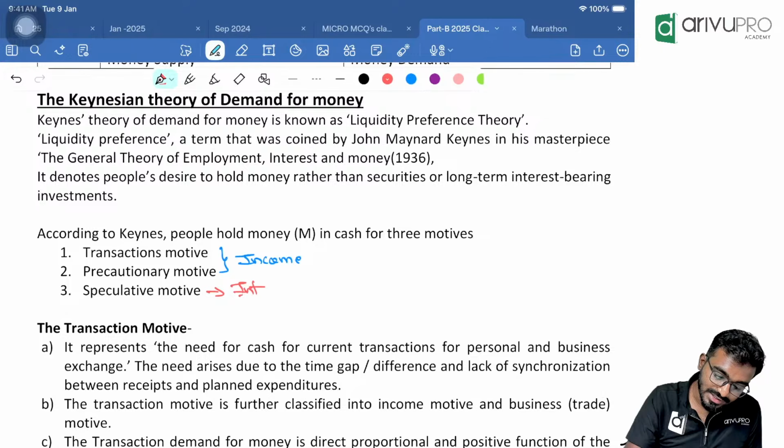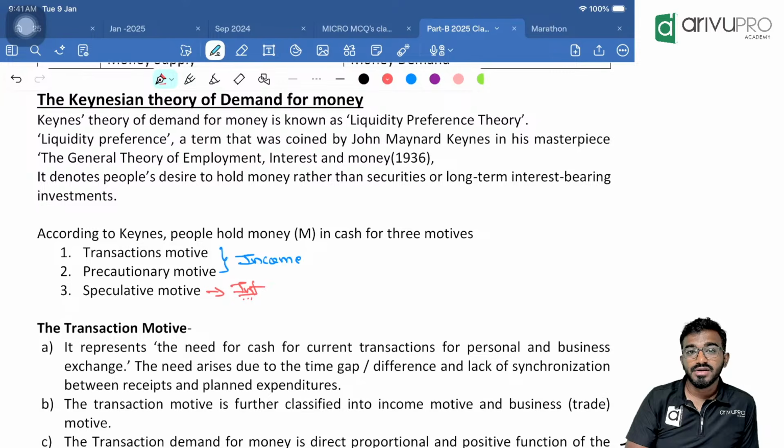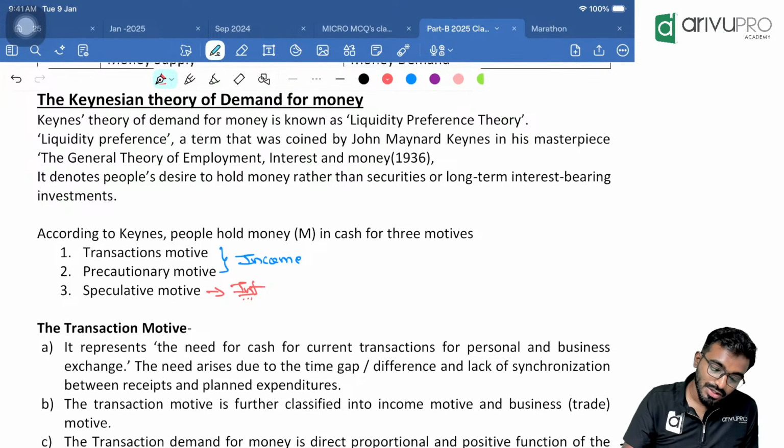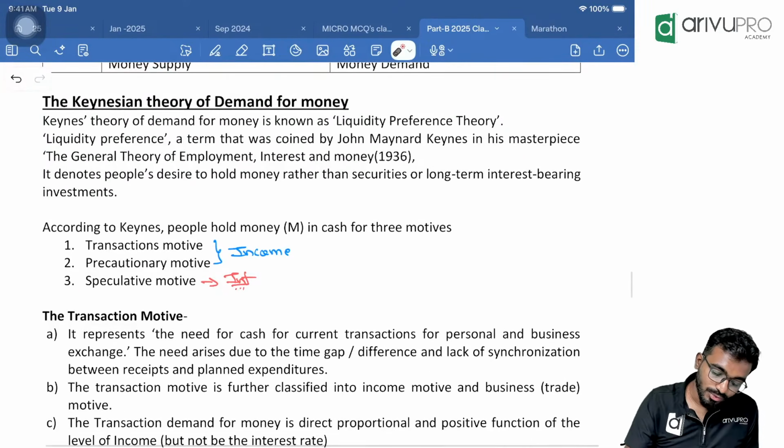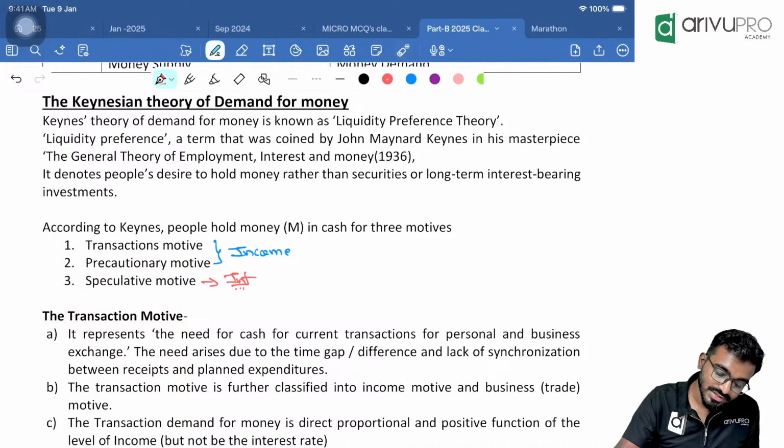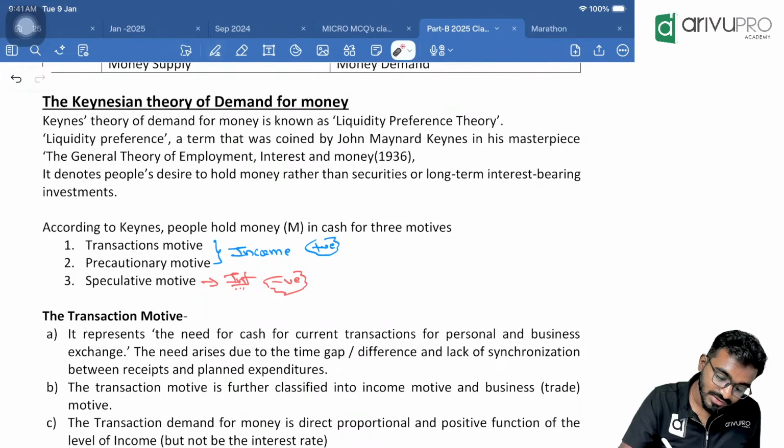dependent on interest rates. Speculative money is dependent on interest rates. Clear? So now, how exactly the speculative money is dependent on interest rate, and moreover, this is negative relation. Interest rate and speculative demand for money, but income and transaction precautionary motive, it has positive relation. For us, the speculative demand for money is most important.